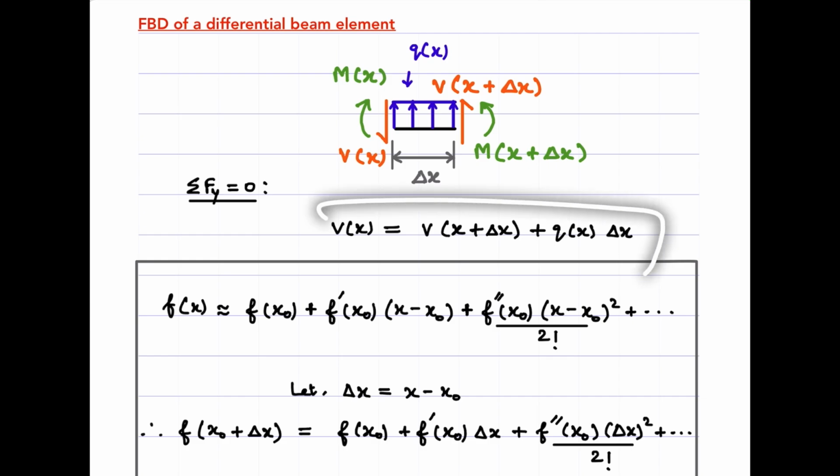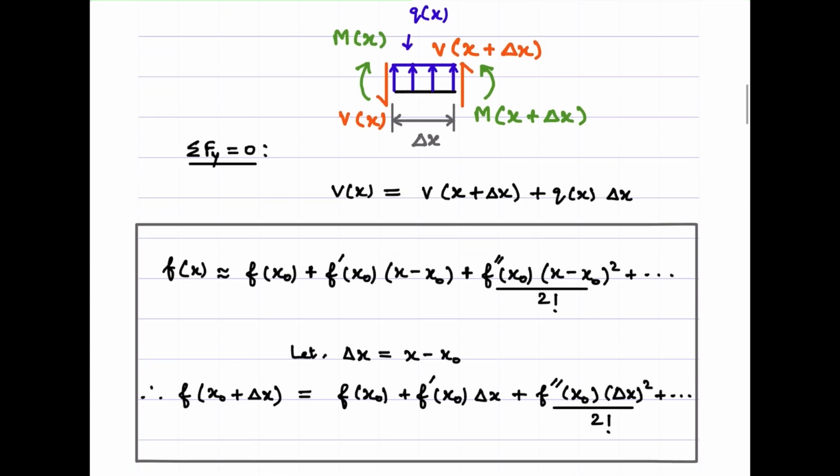Now coming back to this expression, what about V of x plus del x? What does that even mean? That expression should be further expanded using what we call Taylor series expansion. The Taylor series expansion for f of x is as follows: f of x is equal to f of x naught plus f prime of x naught and so on. That is, if we know the value of the function at a location x naught, the value at x is given by this expression. Let's say del x is given by x minus x naught.